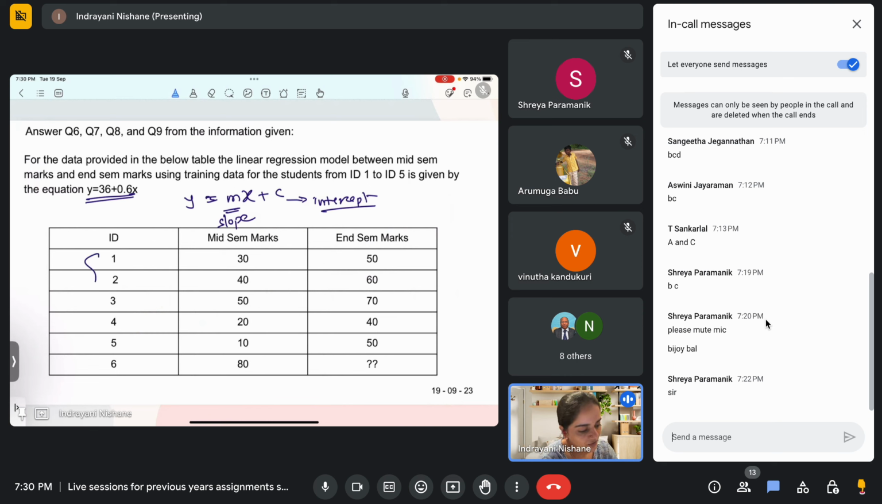So this 1 to 5 seems to be the training data set, and we have to find a value for this. So that means this is x and this is y. Why? Because we have to predict the end semester marks. So can you quickly put these values into this formula and tell me what is the predicted value for this?